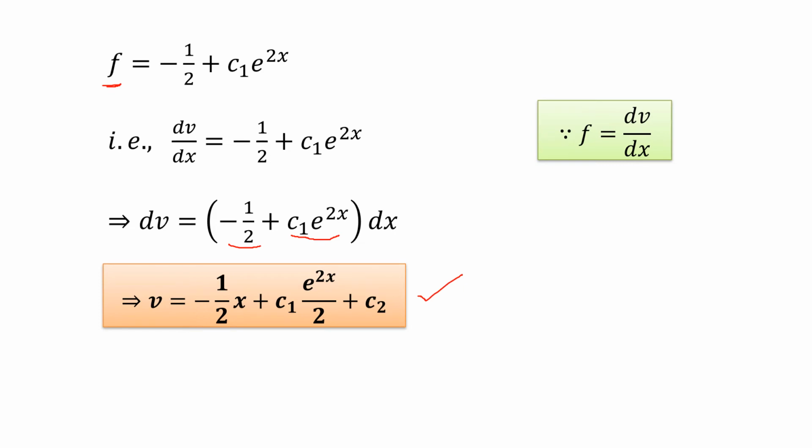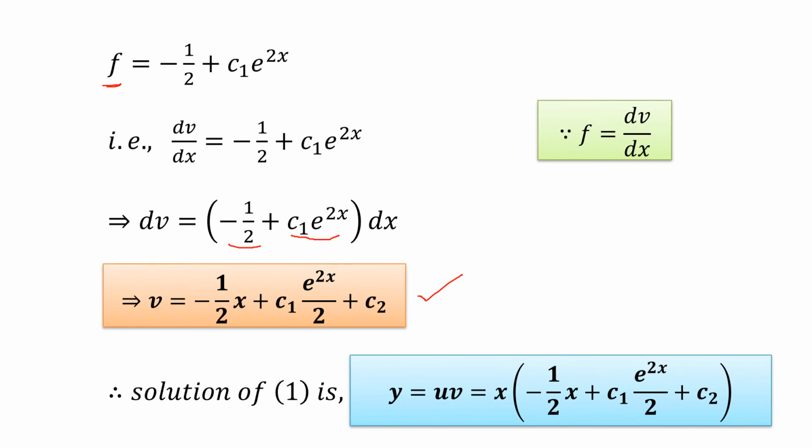Therefore we shall write the complete solution. Therefore the complete solution of 1 is y is equal to uv. The value of u is x and into this is the value of v. Therefore the complete solution is y is equal to x into minus 1 by 2x plus c1 into e power 2x by 2 plus c2.